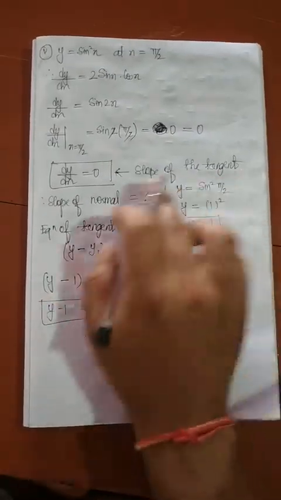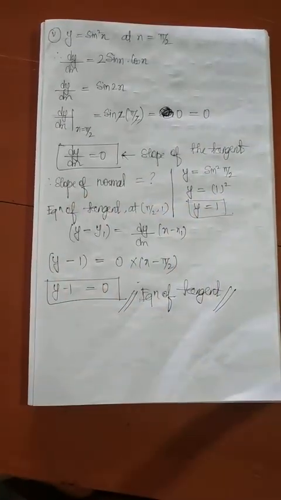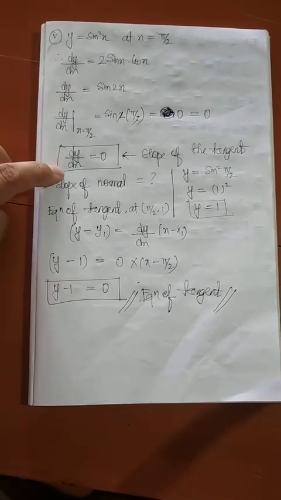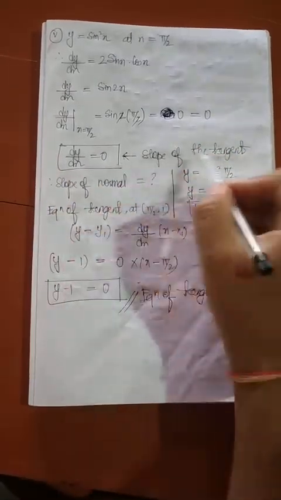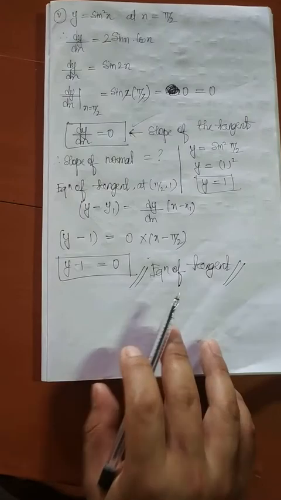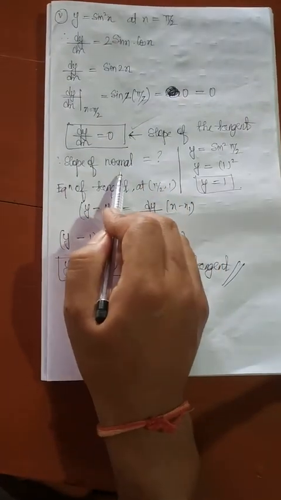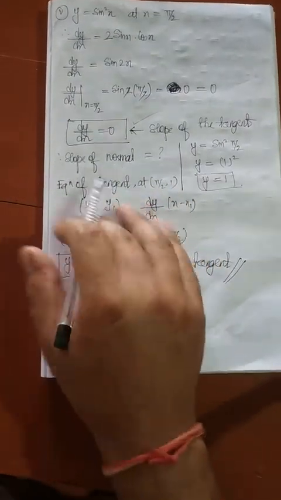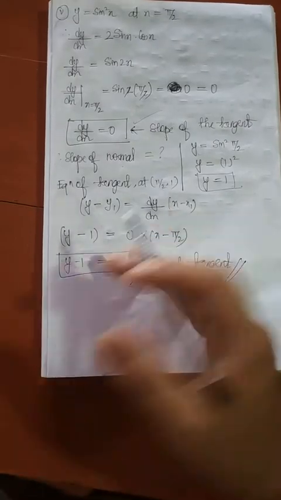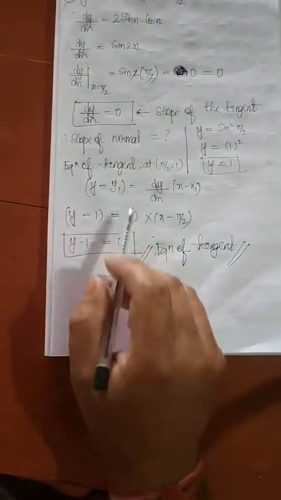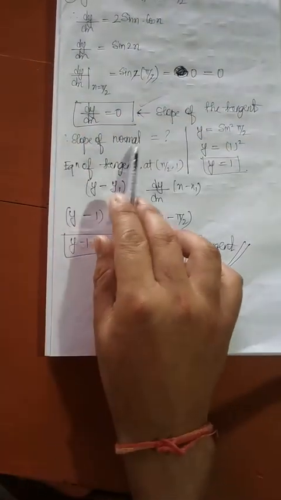Okay, slope of what? Tangent. So slope of tangent is dy by dx, isn't it? So dy by dx equals to 0. This is the slope of tangent, which is 0. Now I'm not finding the slope of normal right now. I'll tell you the reason why. When we find equation of normal, we'll find the slope of normal also. Okay, so first we start with slope of tangent.